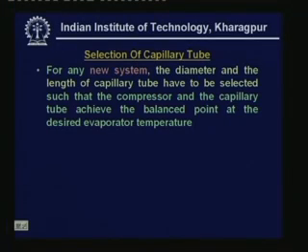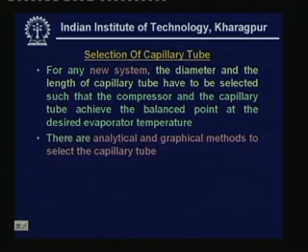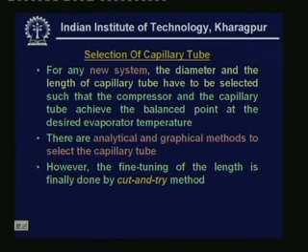So, that is what is explained here. For any new system, the diameter and the length of the capillary tube have to be selected such that the compressor and the capillary tube achieve the balance point at the desired evaporator temperature. There are analytical and graphical methods to select the capillary tube, but both these methods involve certain assumptions. So, finally, the fine tuning of the capillary tube is always done by using what is known as the cut and try method.